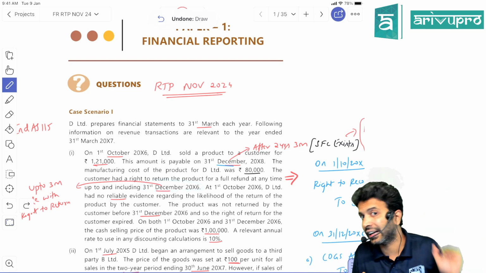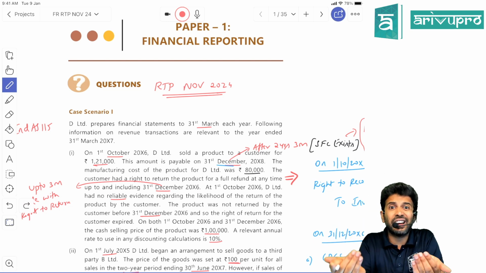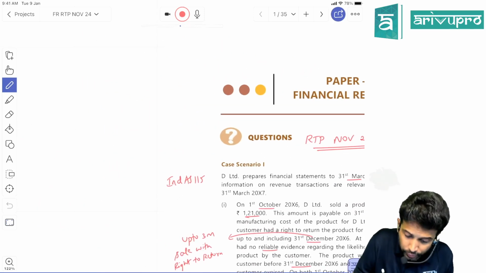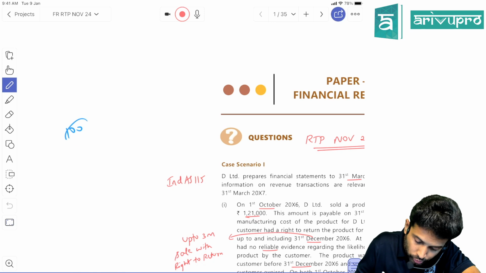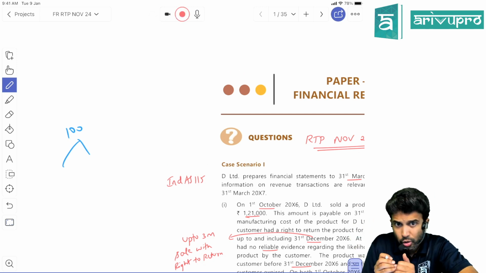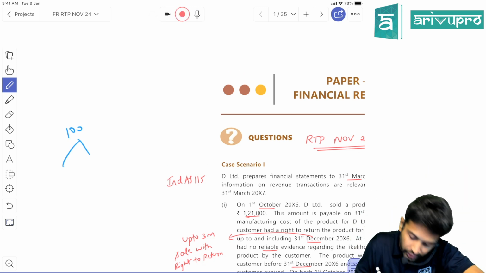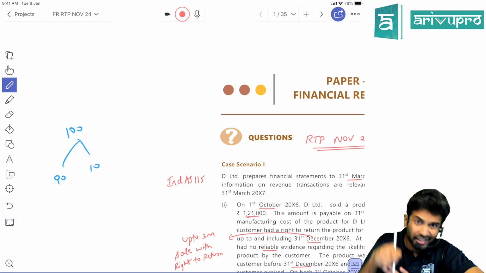We already studied this. Whenever goods are sold with a right to return, can you recognize the revenue right away? No. First, you have to find out how many quantities you have sold under the right to return option. Let's assume we have sold 100 quantities. In this 100, we have to estimate how much quantity the customer may return. The company feels 90 will not be returned and 10 may be returned.